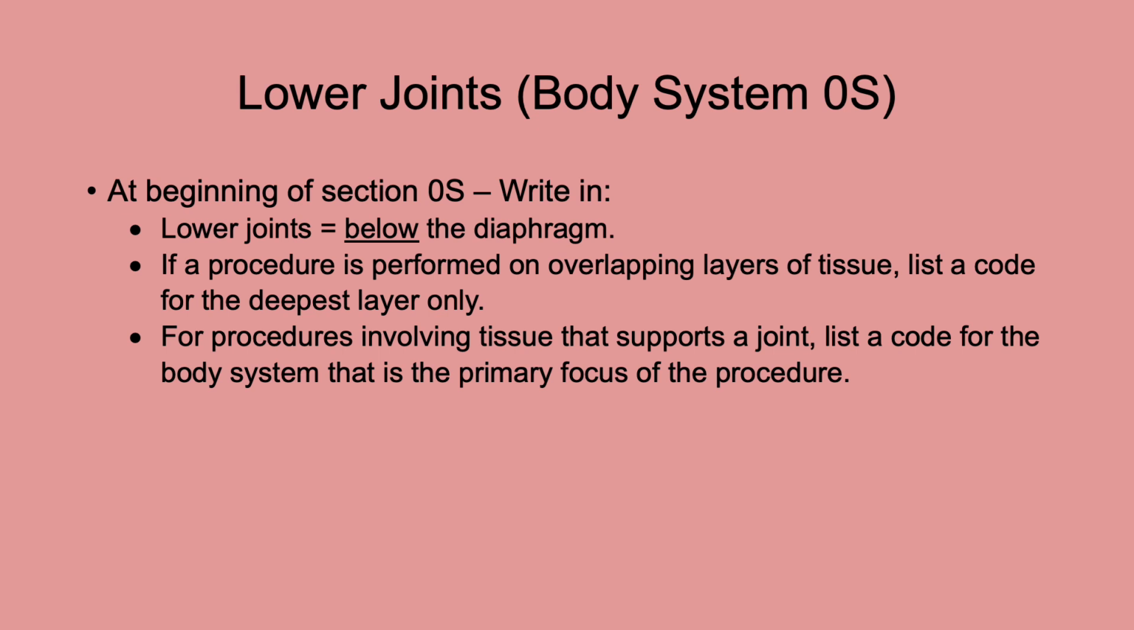So here's the lower joints, body system 0S. Lower joints below the diaphragm. Note about overlapping tissues, and note about tissues supporting a joint. So write those in at this too.